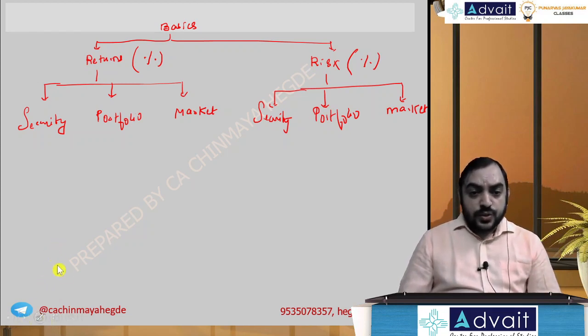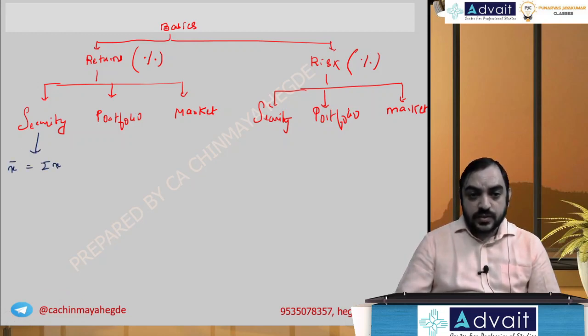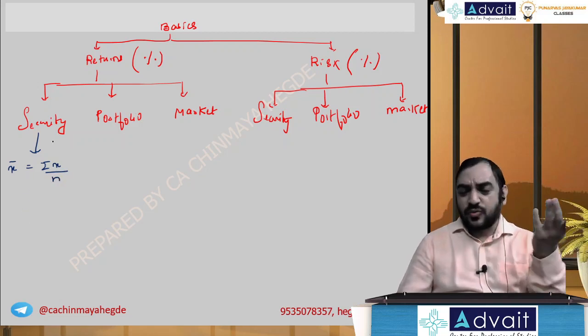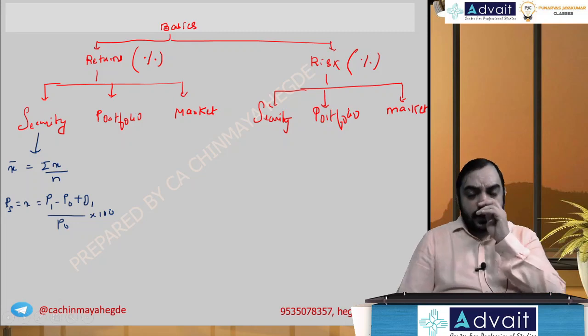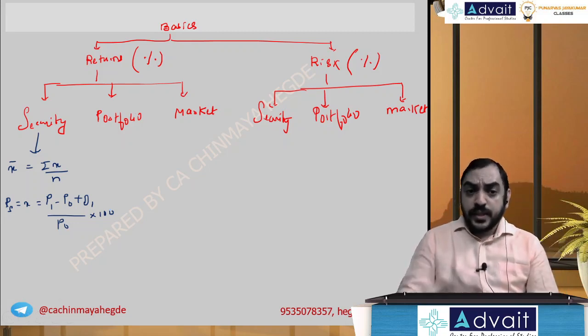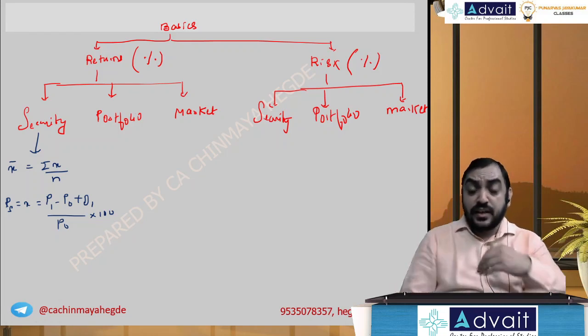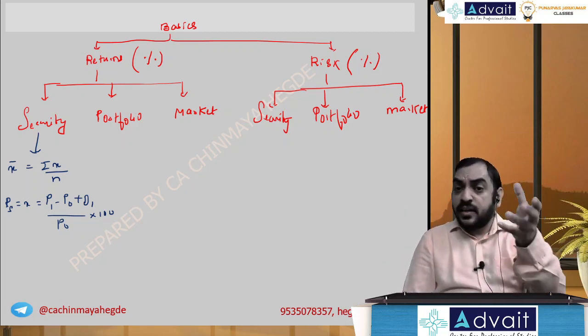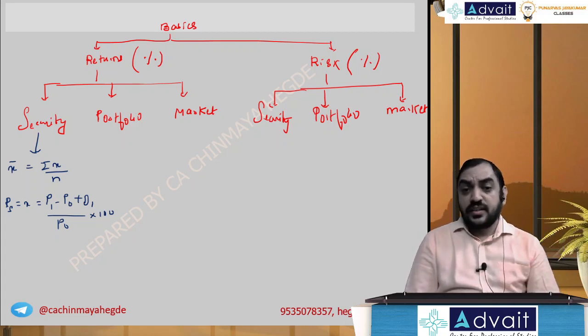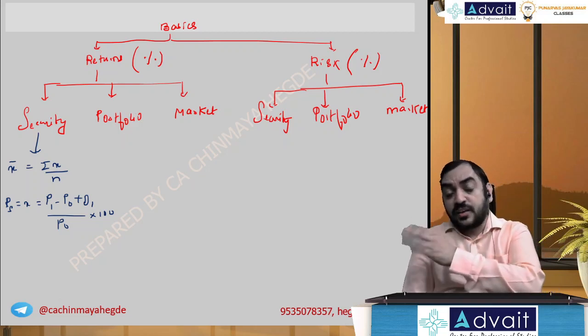Okay. Then coming to security, I will calculate security or x bar as summation x divided by n, or summation r, whatever you want to say. Return of a security, that is what is x. Return of a security, we write like this: P1 minus P0 plus D1 by P0. You can also express in percentage multiplied by 100. P1, price at the end of the current year. P0, price at the beginning of the year, plus D1, dividend expected or dividend received at the end of the year, whole divided by investment, P0 into 100. Numerator is the profit, denominator is the investment, P0. That is the return for a year.